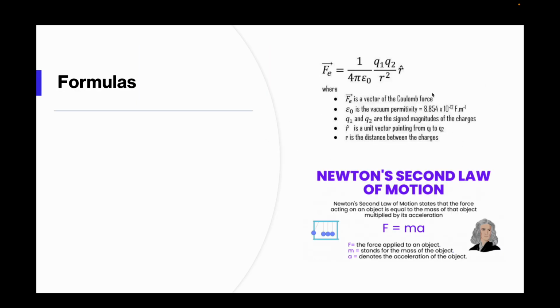Important formulas for this are Coulomb's law, which describes the net force between two charges, and Newton's second law of motion, which says force is equal to mass times acceleration.